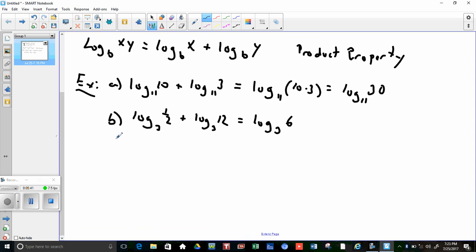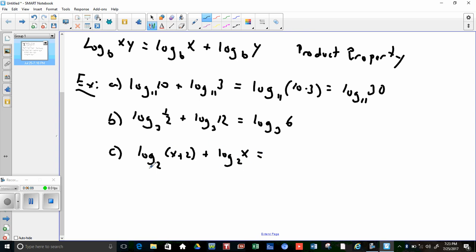Okay, one more example. And this is where it actually becomes more important, when we start dealing with variables. So we'll have the log of x plus 2 base 2 plus the log of x base 2.